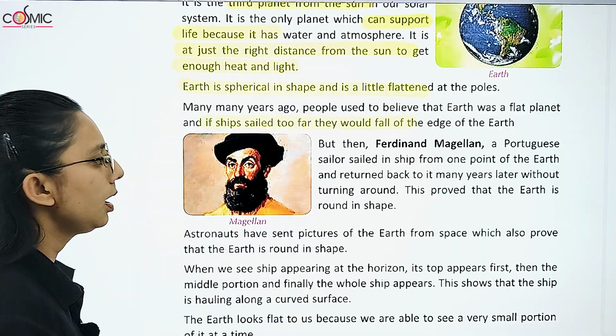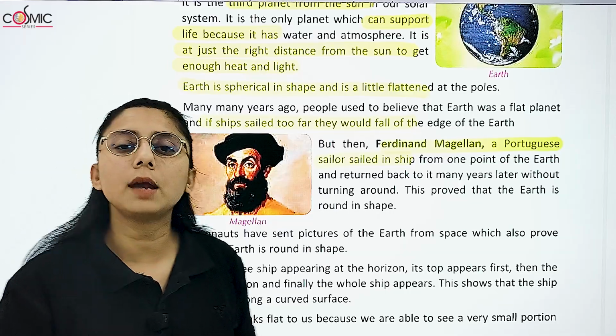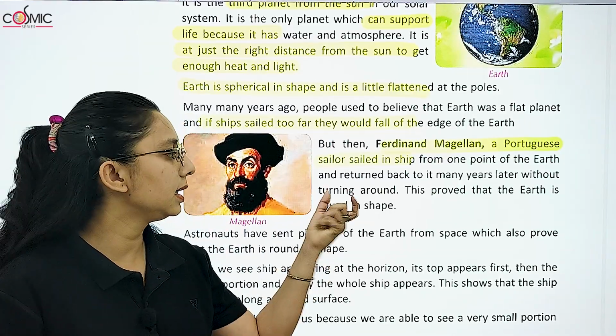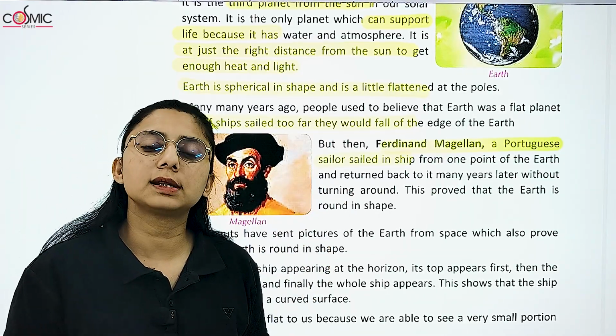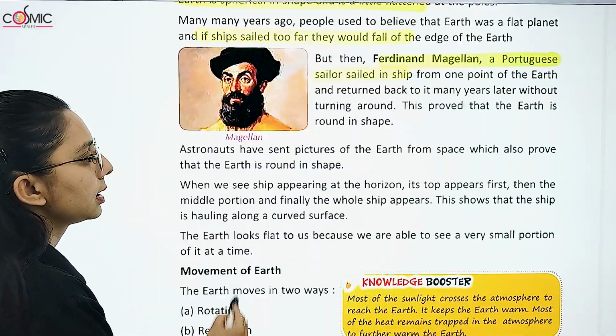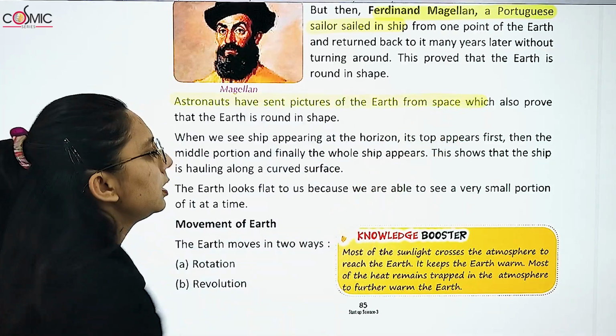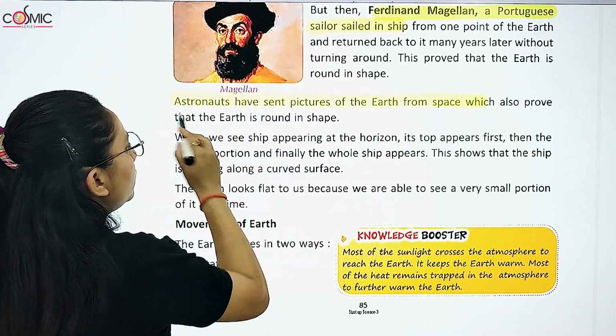जाएगी. But Ferdinand Magellan, a Portuguese sailor, sailed the ship from one point of the earth, एक point से sail करी और it returned back to the same position after many years. It proved that Earth is round in shape. Astronauts have sent pictures of the Earth from space, which also prove that the Earth is round.